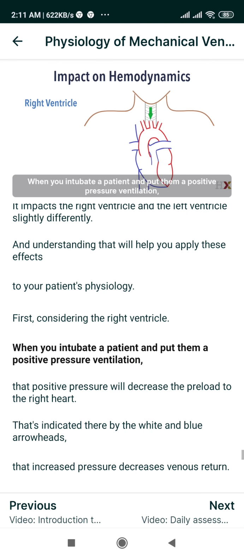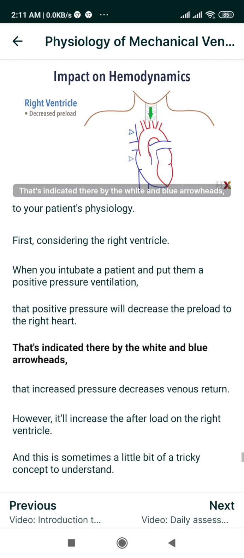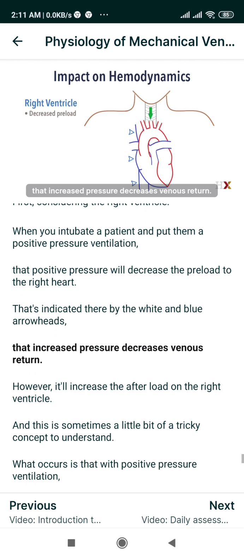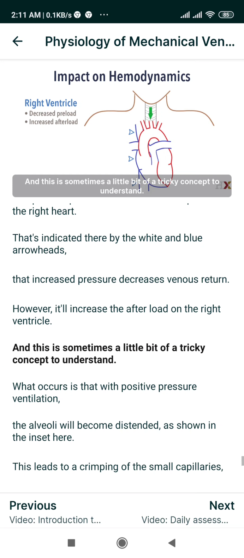When you intubate a patient and put them on positive pressure ventilation, that positive pressure will decrease the preload to the right heart. That's indicated there by the white and blue arrowheads. That increased pressure decreases venous return. However, it'll increase the afterload on the right ventricle. And this is sometimes a little bit of a tricky concept to understand.